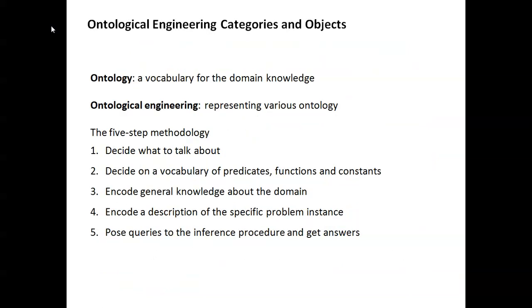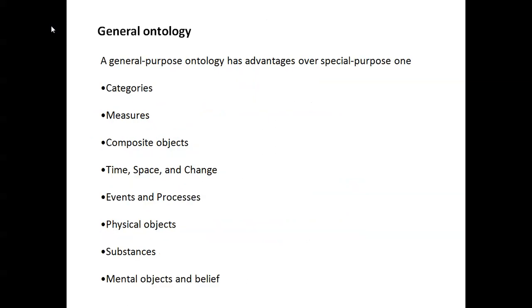Next, ontological engineering: categories and objects. An ontology is a vocabulary for the domain knowledge. Ontological engineering means representing various ontologies. There is a five-step methodology. Decide what to talk about, and decide on vocabulary of predicates, functions and constants. Encode general knowledge about the domain, and encode a description of the specific problem instance. Post queries to the inference procedure and get answers.